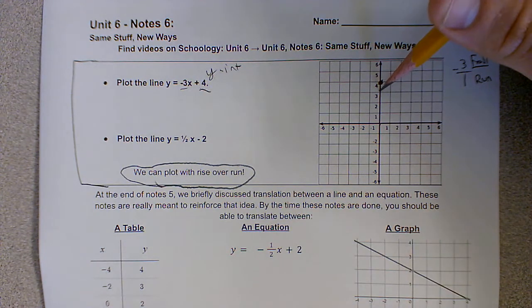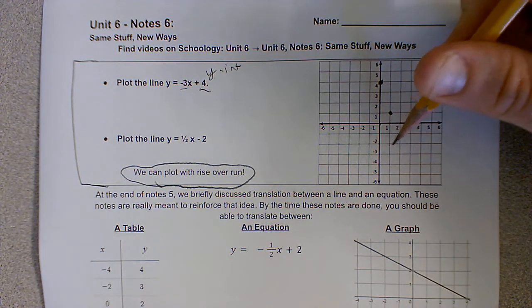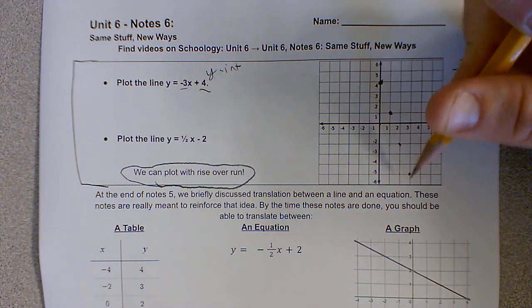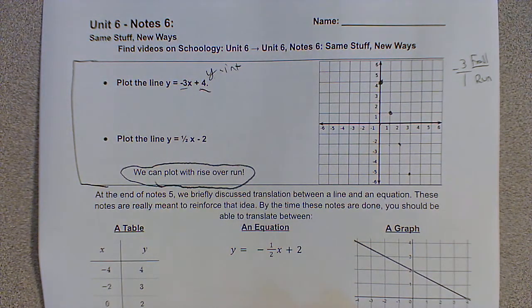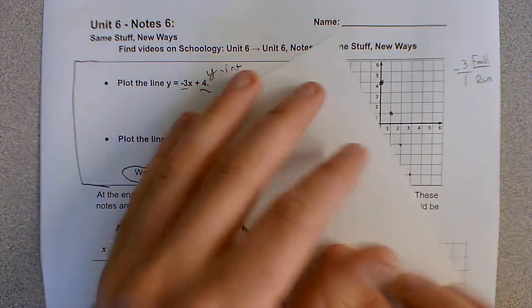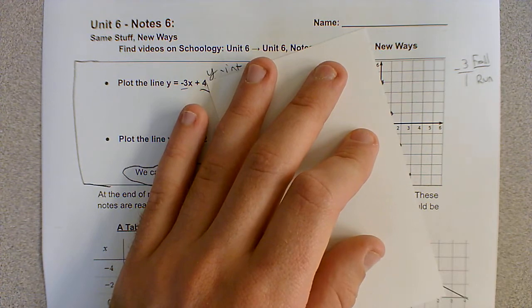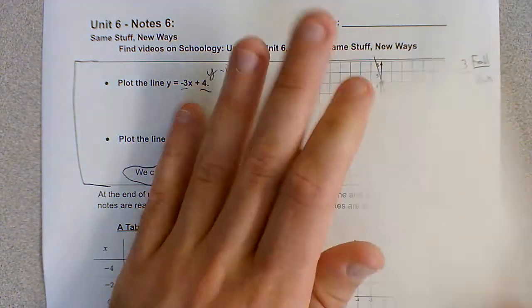So 1, 2, 3 over 1. 1, 2, 3 over 1. And I can't go further this way or that way. So I can connect these points and draw my line. I'm going to use a note card to draw my line. You can do the same in your notes. Just let me know and I'll be happy to give you a note card. Look at that, a nice clean line.